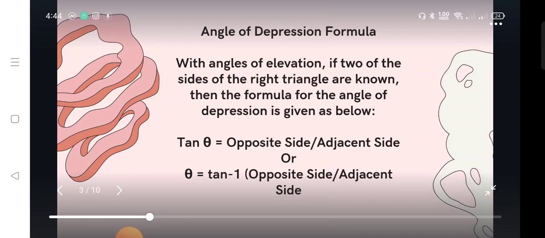So, angle of depressions formula. As with angles of elevations, if two of the sides of the right triangle are known, then the formula of the angle of depressions is given as below. Tan theta is equal to opposite side over adjacent side, or theta is equal to tan negative 1 of opposite side over adjacent side.